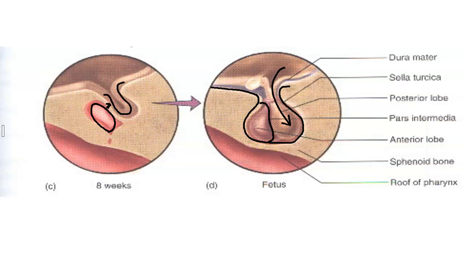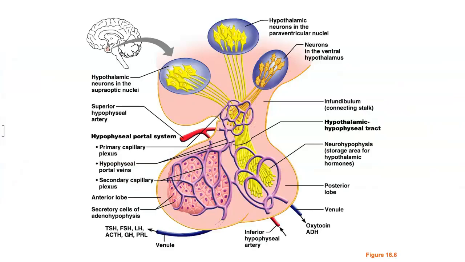Because of these different origins, the anterior and the posterior pituitary are regulated in different ways. Let me show you. So this picture shows us a lot more detail. Let's see if this makes sense.